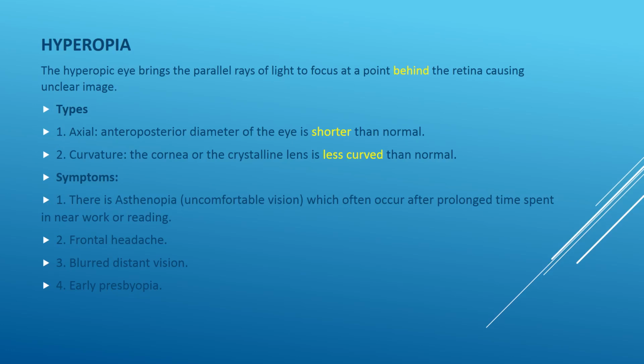Symptoms. Number 1, there is asthenopia, which means uncomfortable vision, which often occur after prolonged time spent in near work or reading. Number 2, frontal headache. Number 3, blurred distant vision. And lastly, early presbyopia.